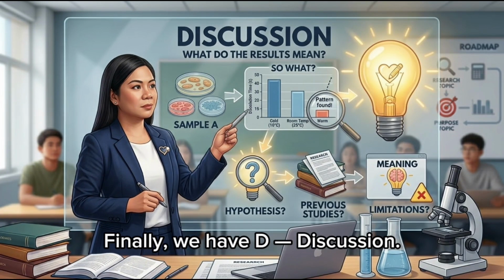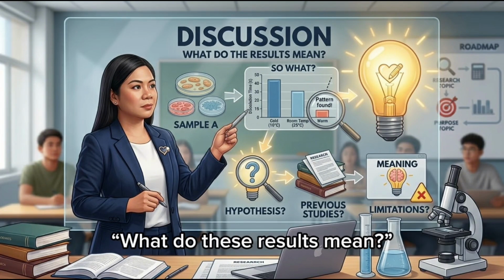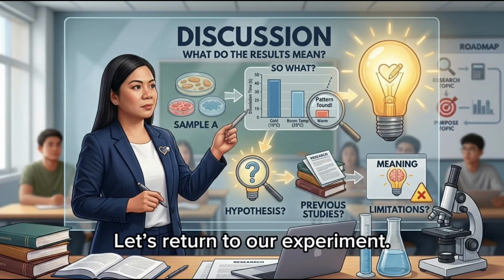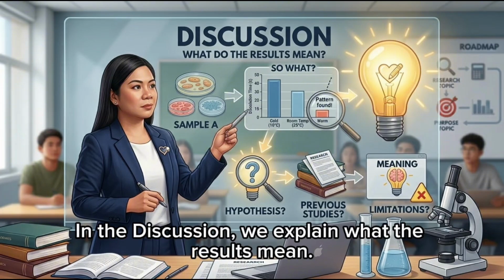Finally, we have D, Discussion. And this section answers the question, what do these results mean? This is where you interpret your findings. Let's return to our experiment. Our results showed that the sugar dissolved fastest in warm water. But what does that tell us? In the discussion, we explain what the results mean.